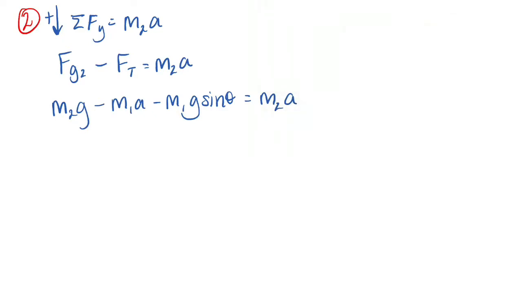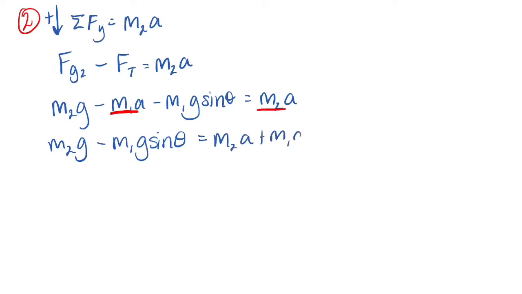Okay. Get everything with acceleration on one side of the equal sign. So m1a and m2a, I'm going to add the m1a to both sides. So m2g minus m1g sine theta is left over here. So you get m2a plus m1a.